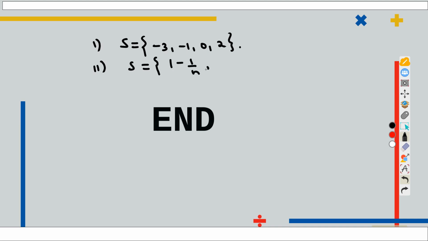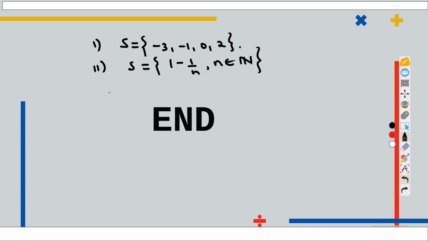For these numbers, check if there exist a minimum, maximum, supremum, and infimum. So you will try some of these sets here. If you have set S as -3, -1, 0, and 2, try and see if you are able to get those four. Next, try S equal to 1 minus 1 over n, where n is an element of the set of natural numbers.